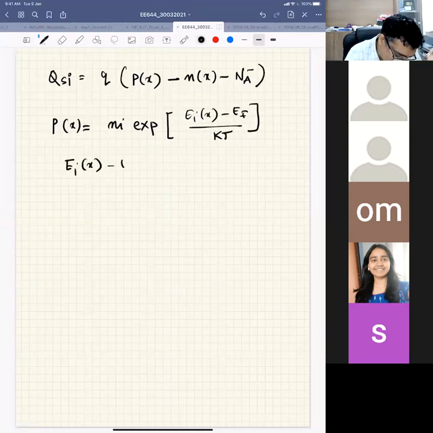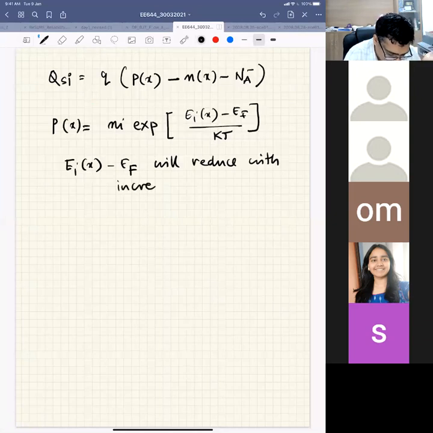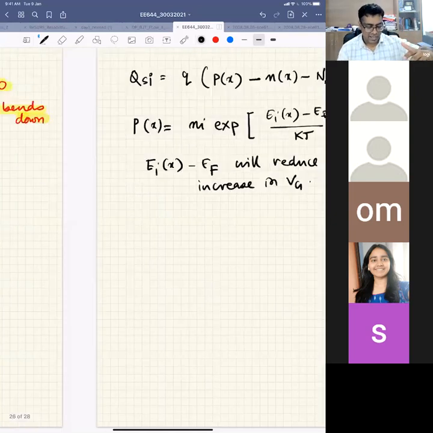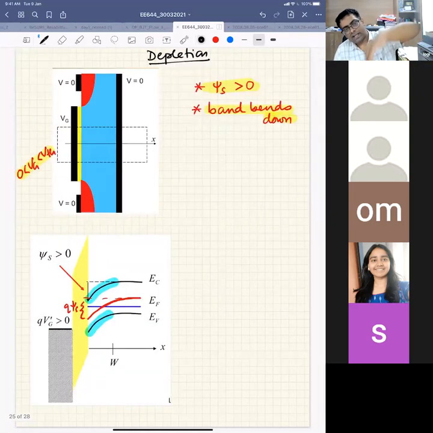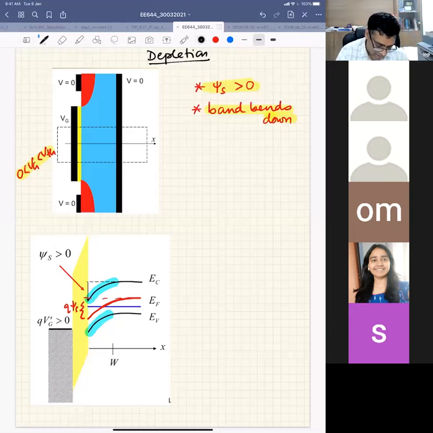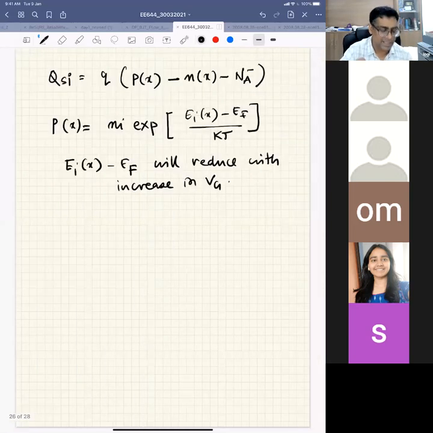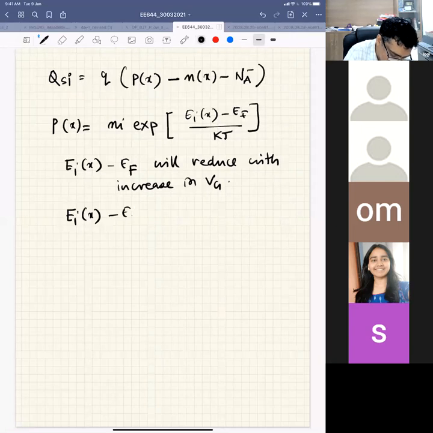So EI x minus EF will reduce with increase in gate voltage, right? As you go on increasing gate voltage, your band is bending down, right? Since the band is bending down, EI and EF is reducing, and if you go on increasing VG, your EI x minus EF will be negative. This will be negative also, right?